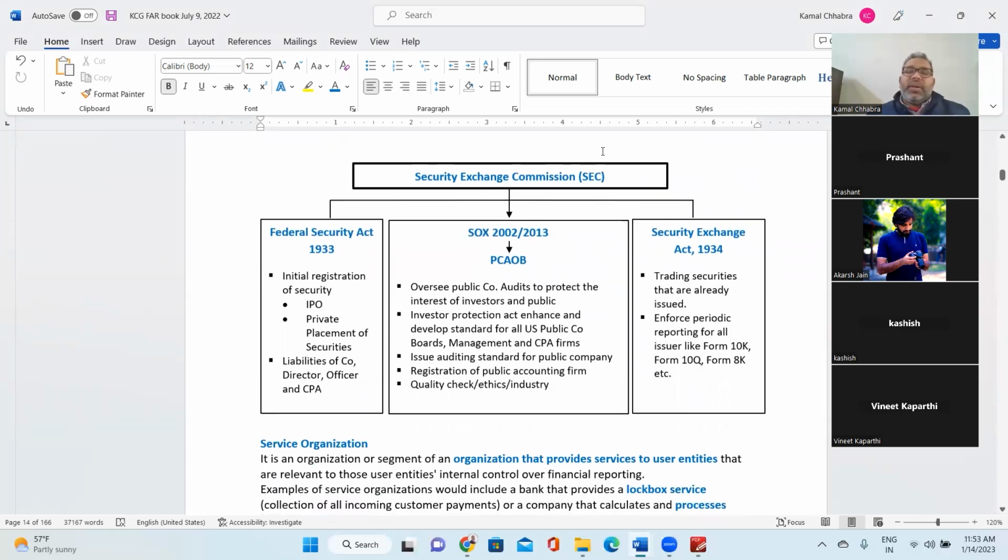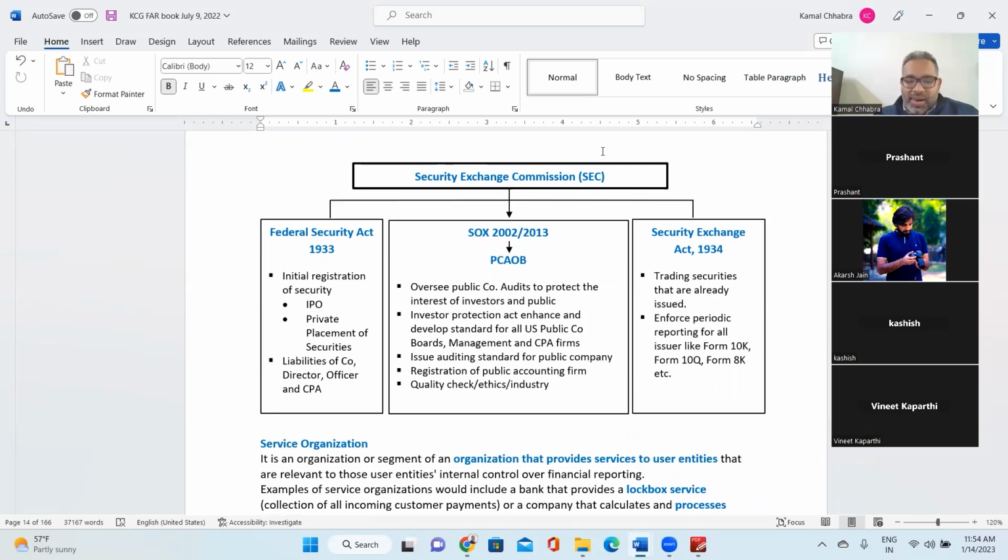So now let's understand the structure of the SEC. SEC is the Securities and Exchange Commission. This is a nodal agency, a federal government agency, right? This SEC has created these three laws. The first one is the Federal Securities Act 1933, right? What does the Federal Securities Act 1933 do? What comes under it?